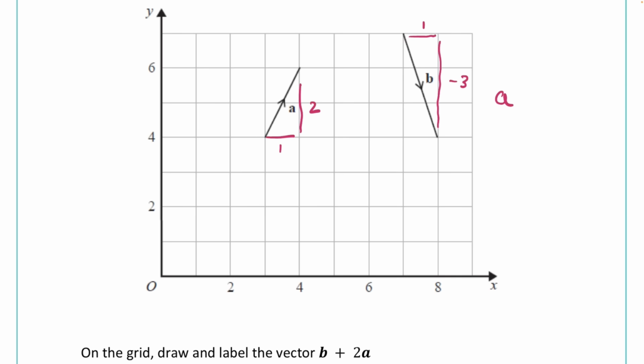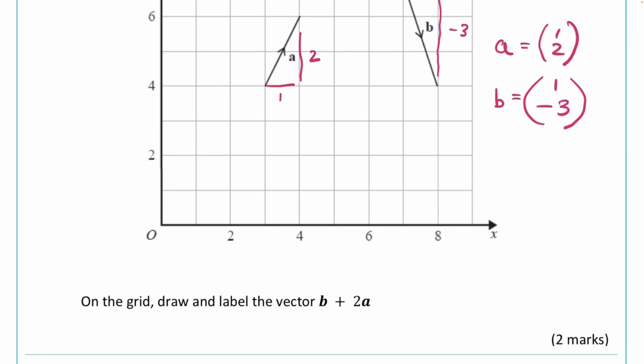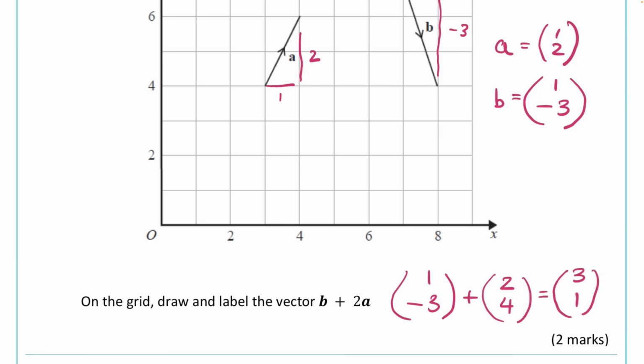So as column vectors, A is 2 and 1. Wrong way round, 1 and 2. There we go. And B is 1 and negative 3. So A goes across by 1 and up by 2, and B goes across by 1 and down by 3. So if I want to do the vector B plus 2A, I have 1 and negative 3, and we're going to add to that 2 lots of A, which is 2 and 4. We can add those together, so that gives us 3 on the top and 1 on the bottom. So that vector there goes across by 3 and up by 1.